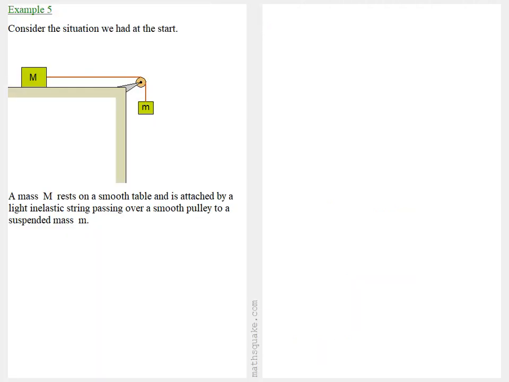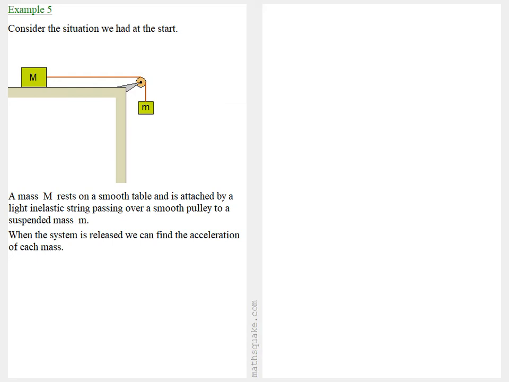Let's consider the situation we had at the start. A mass M rests on a smooth table and is attached by a light string passing over a smooth pulley to another mass small m. Once released, the mass small m will descend, pulling the other mass along with it. Now, because the string is inelastic, both particles will have the same acceleration. At any given instant, they'll also have the same velocity and will have covered the same distance.